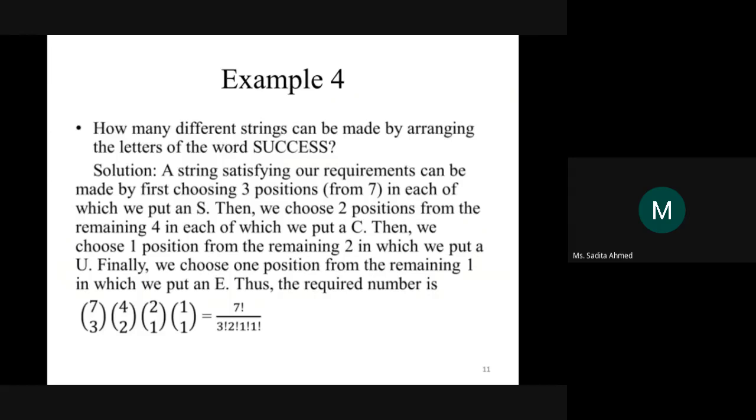Let's say, for example, positions 1, 6, 7. So let's say we placed S first in position 1, then 6, then 7. If we rearrange within that, that is, we place S first in 7 and then in 1 and then in 6, that is, if we rearrange the S's within these same positions 1, 6, 7, if we switch them around, will it give us a new string, guys?